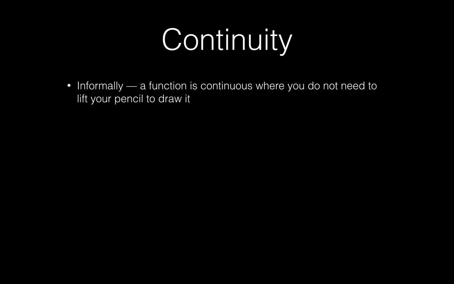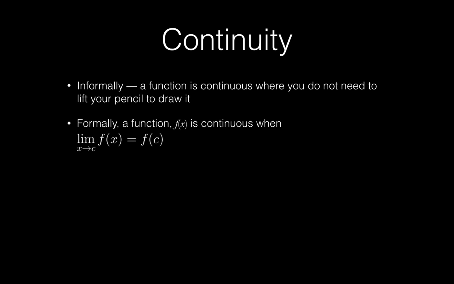Continuity. Informally, a function is continuous where you don't need to lift your pencil to draw it. Formally, a function f of x is continuous when the limit as x approaches c of f of x equals f of c. I'll show you visually what I mean. Let's look at this graph. As I'm drawing it, I'm not needing to lift up my pencil.